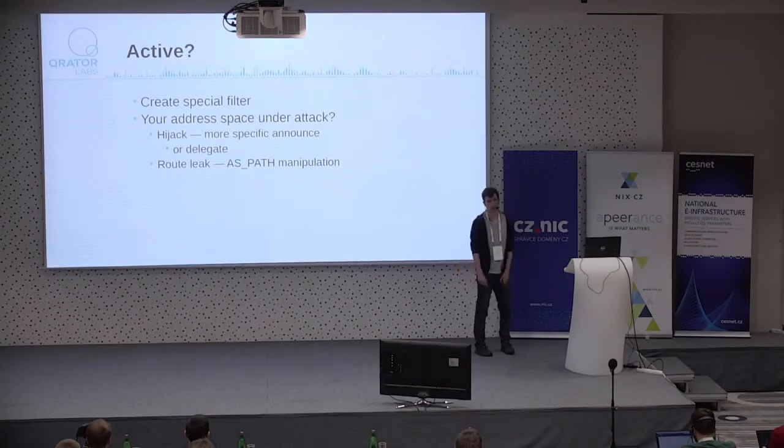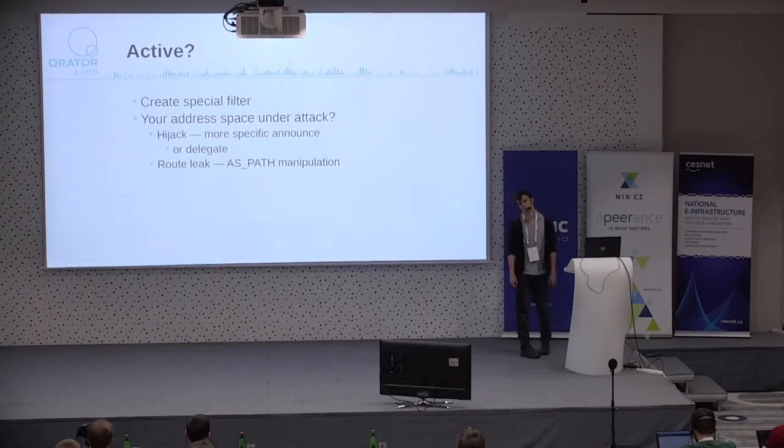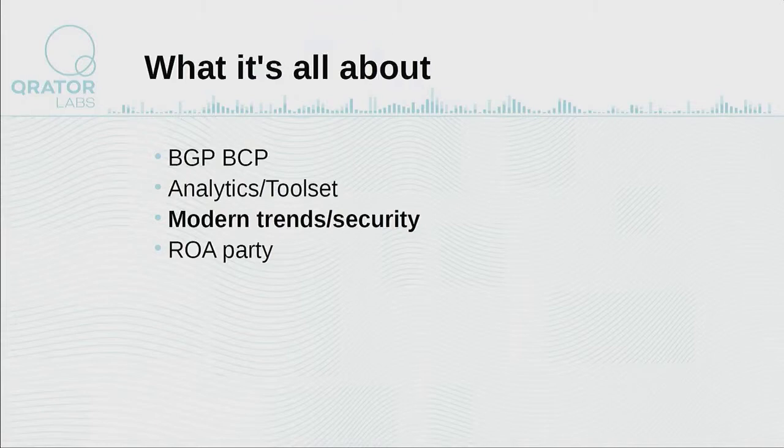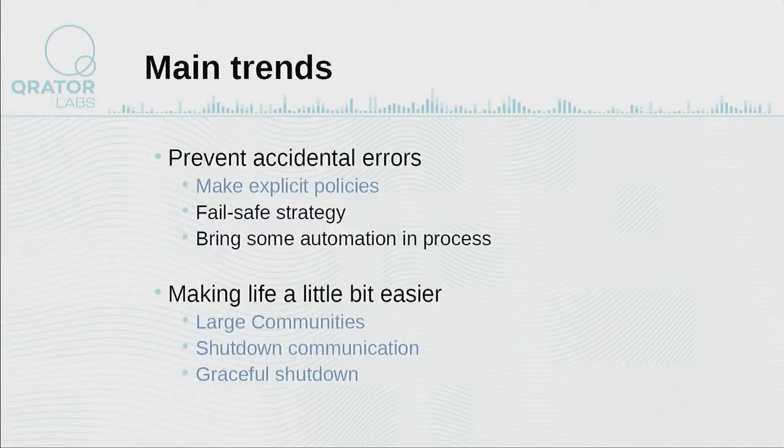In case of route leaks, you can try to use the BGP loop detection mechanism on your own and just add the leaker to your AS path. And thus this route will be dropped on the border of his ASN. Okay, but let's move on to modern trends. And let's talk more about security.